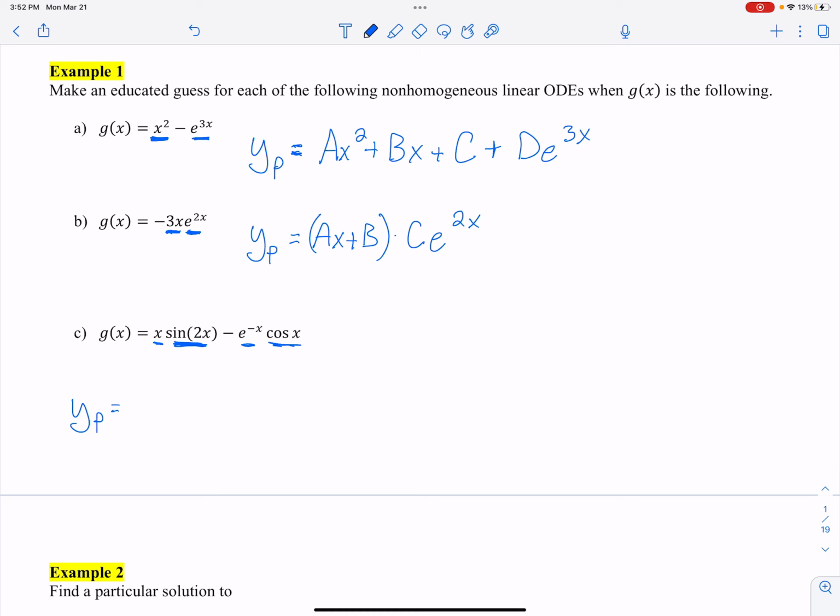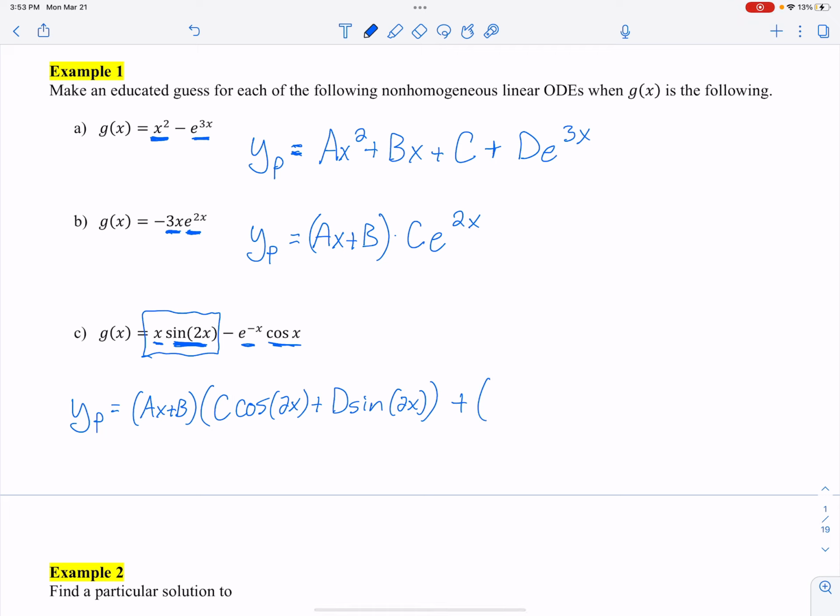So focusing only on this part, the guess for the x is ax plus b times, okay, the sine gets me a cosine 2x plus b sine 2x. Plus, oh, we don't want to use these same letters, by the way. C, D. Then plus, okay, then I get ex plus f. Oops, it's got to be the linear, not the linear anymore.